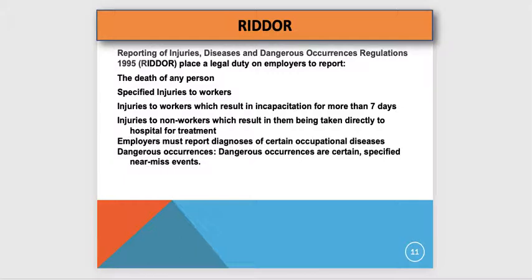That could be an accident or something that's happened as a result of you working. The spectators, they immediately go to hospital, it goes to RIDDOR straight away. They must report diagnosis of certain occupational diseases, Legionnaires' disease from water, infection or maybe HIV or hepatitis, anything along those lines, okay? And dangerous occurrences are certain specific near-miss events.